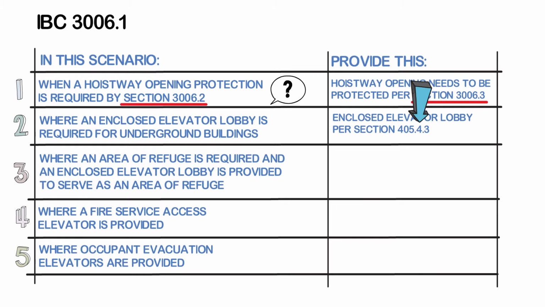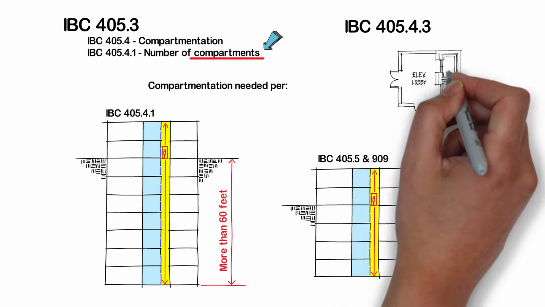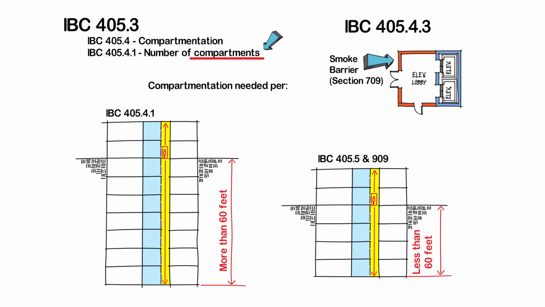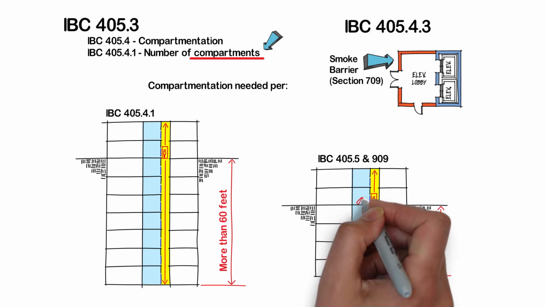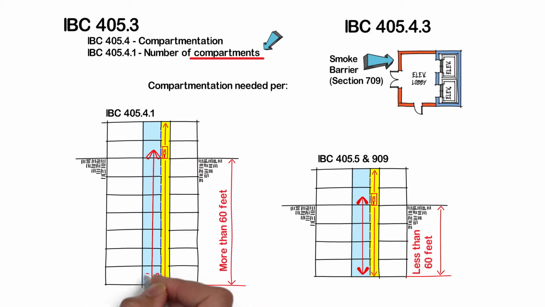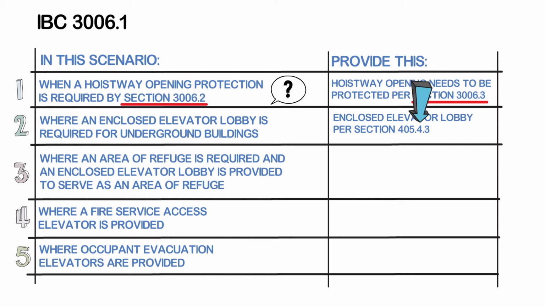and basically states that you need an enclosed elevator lobby and it must be built with smoke barriers, complying with IBC section 709. These lobbies would also have to be provided all the way up to the highest level of exit discharge. And of course, there are requirements for the door assemblies too. Now, moving on to item number 3.